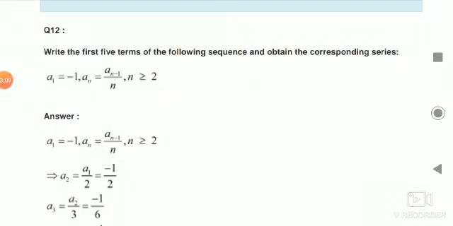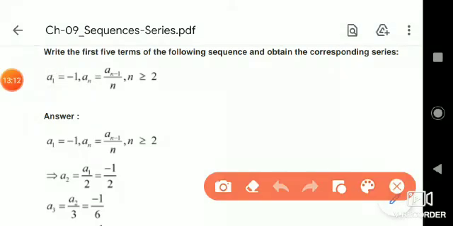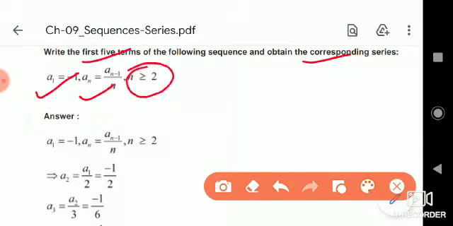Dear students, let me begin with one more example. Write the first 5 terms of the following sequence and obtain the corresponding series. In this problem, we have been given the first term, a1 = -1, and the nth term of the sequence is an = a(n-1)/n, where n is greater than or equal to 2.